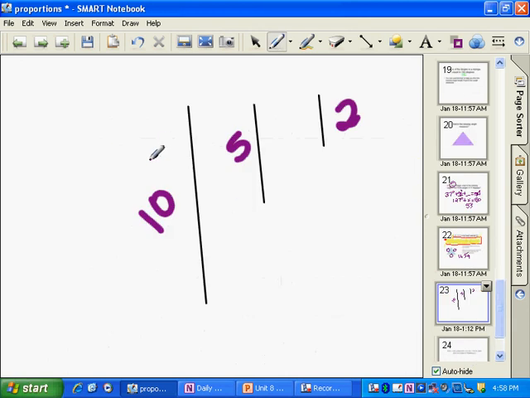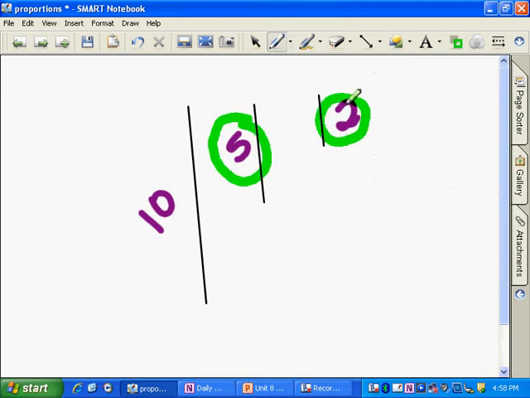If I gave you these lengths, 10, 5, and 2, well, our two shorter sides here are 5 and 2. 5 plus 2 is 7. And since 7 is not greater than 10, these lengths would not form a triangle.